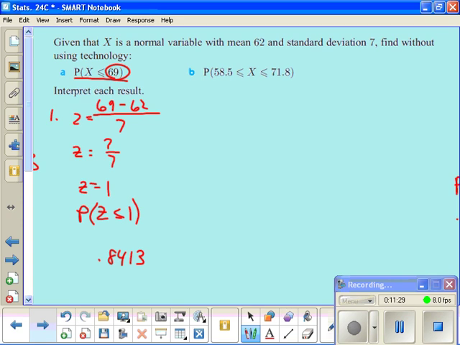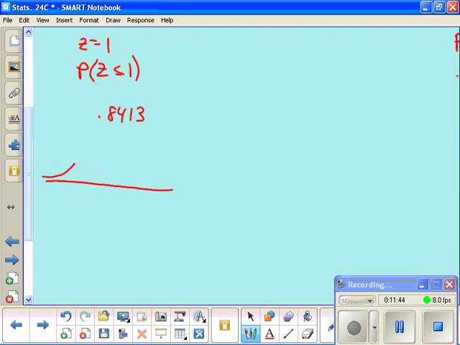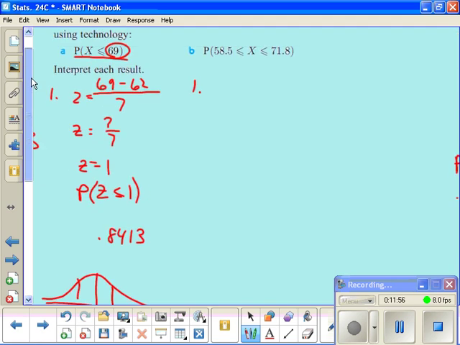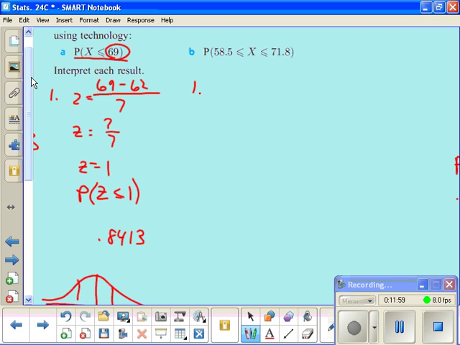For the next one, I need to convert both of those into Z-scores, so I do the same process. Step number one, I convert them to Z-scores. I didn't sketch the graph of the previous one, but when Z is 1, that means it's 1 standard deviation away from the mean, and we know that based on a normal curve. I do the same for this other one, and what I wind up with is the probability of negative 0.5 less than or equal to Z, less than or equal to 1.4.